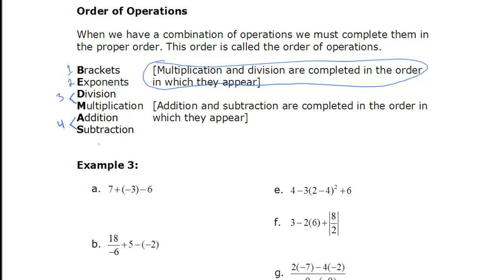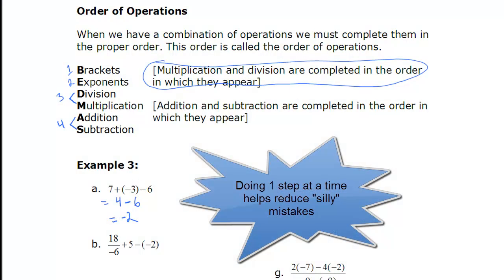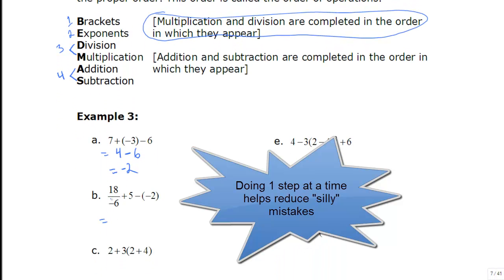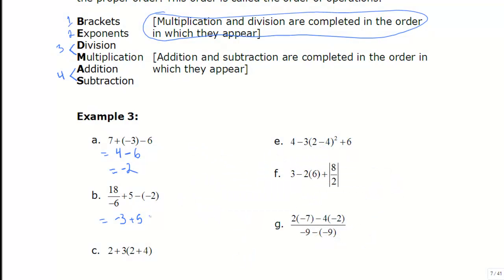So if we start to work on example 3, we see that we have 7 plus negative 3, well that's the same as 4, and then we subtract 6 to get negative 2. From left to right, the addition and then the subtraction. This one we have a division, so we're going to do that first, and that gives us negative 3, positive divided by a negative, plus 5, minus and minus give plus 2. So that's actually another multiplication that we did there. Put these all together, we get negative 3 plus 5 is 2. 2 plus 2 is 4.